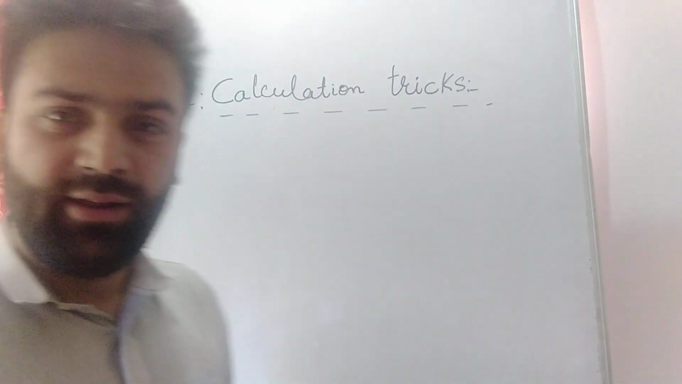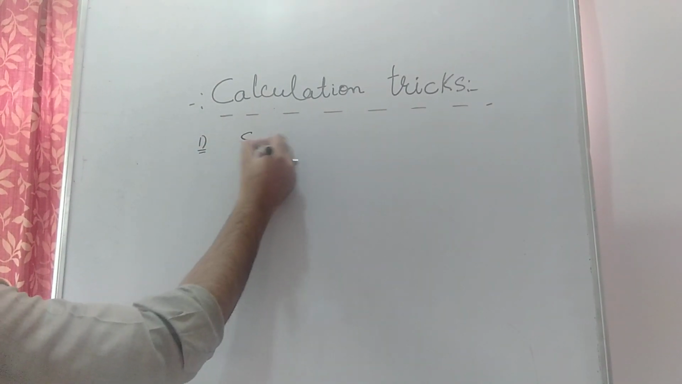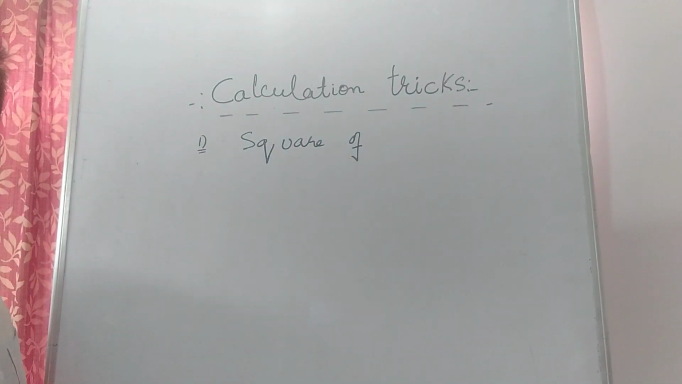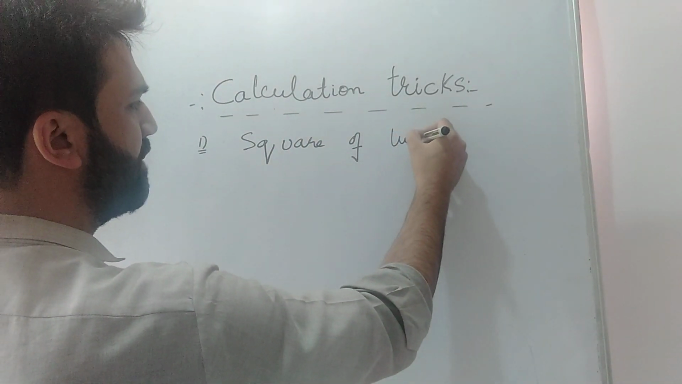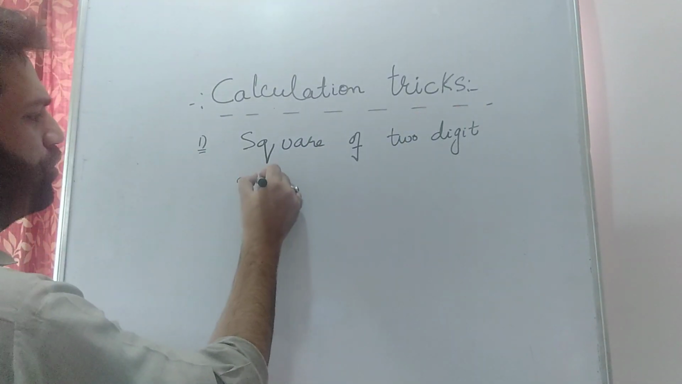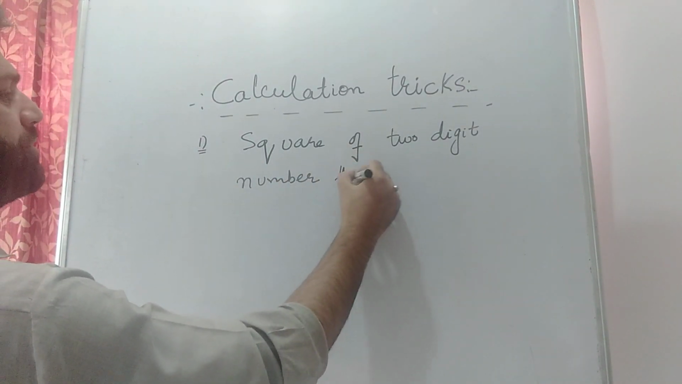So today, a very simple trick we will discuss, that is, we will discuss the square of a two-digit number that ends with 5.